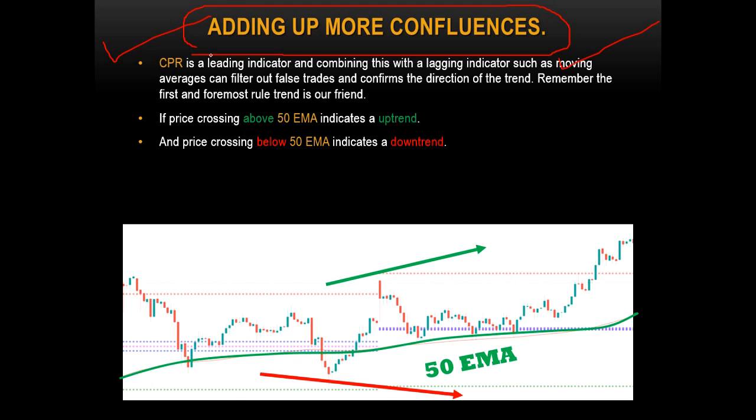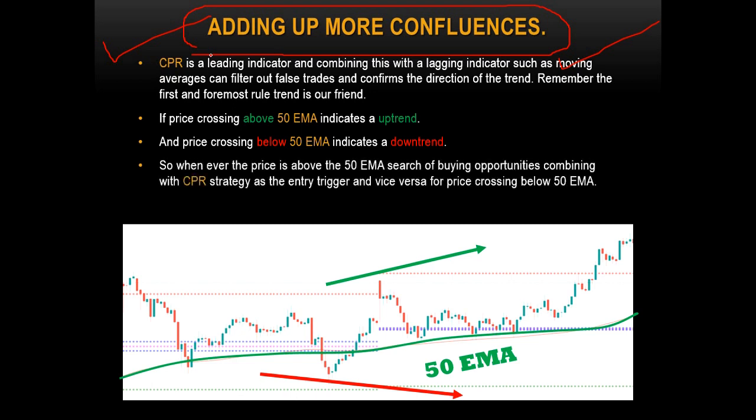So, how do we use it? When the price is above the 50 exponential moving average, search for only buying opportunities combined with the CPR strategy. And when the price is below the 50 exponential moving average, search for only selling opportunities in the CPR strategy. Targets and stop losses will be the same as mentioned earlier.